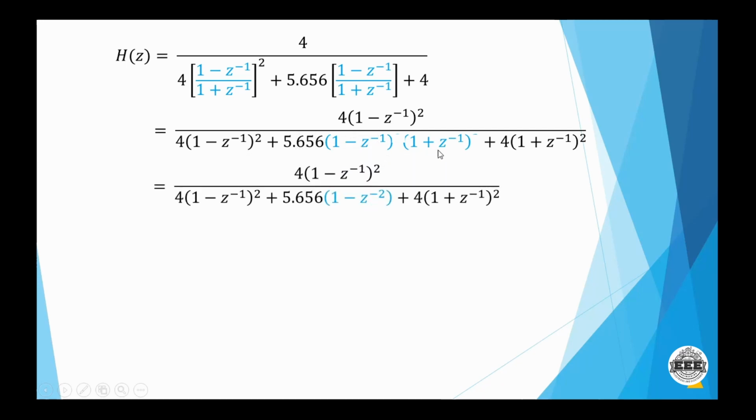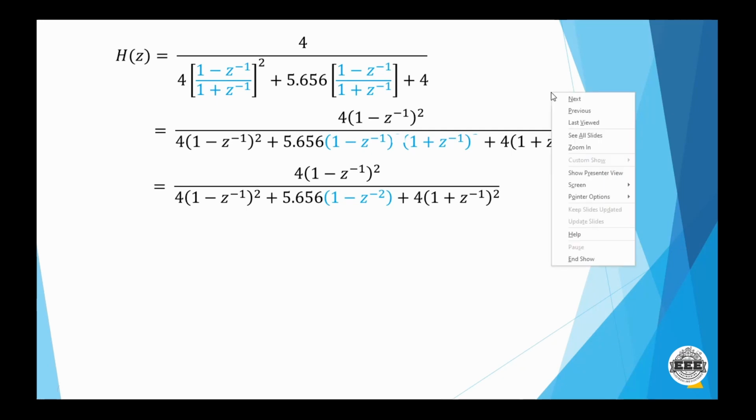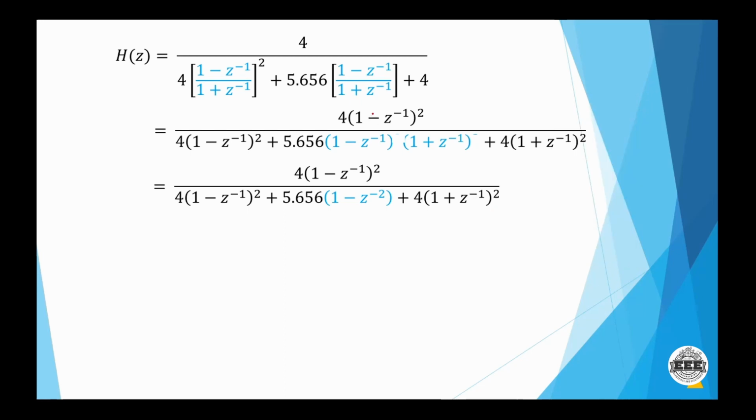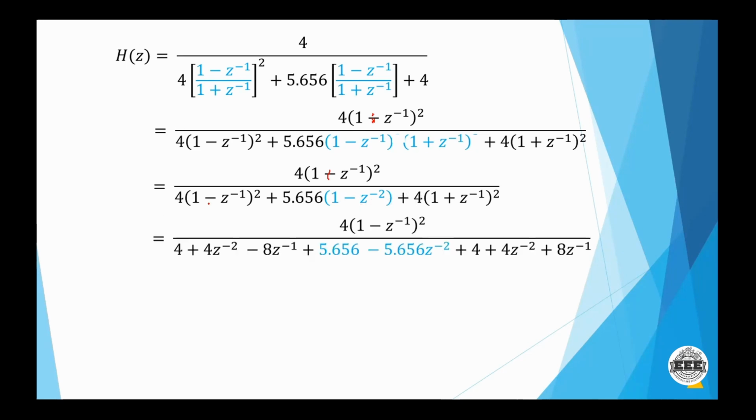Sir, it would be 1 plus Z inverse, right? Yes, that is 1 plus Z inverse. Similarly 1 plus Z inverse. Here 1 minus Z inverse square is A minus B square, and here A plus B square. I expand this according to the formula, A square minus B square minus 2AB, and substitute the value 4 into it. I get the expression shown here.